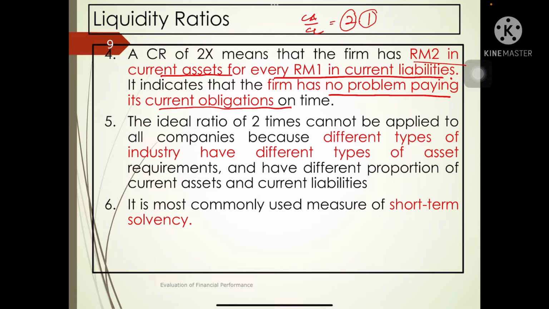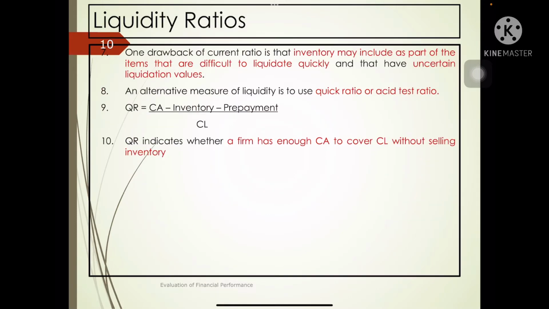Alright, the other point is that 2 times cannot be applied to all companies. It depends on the company. Different types of industry have different asset requirements and different proportions of current assets and current liabilities. So 2 times is good, but it's not applicable to all industries, so we have to look into the detail. It is most commonly used to measure short-term solvency, meaning whether they have enough cash to pay for their short-term liabilities.